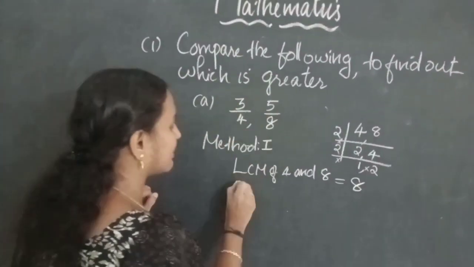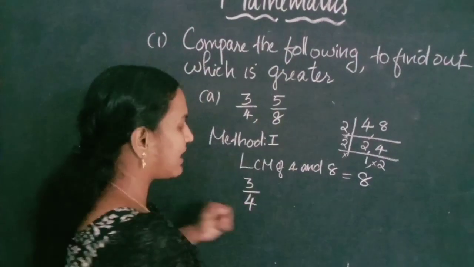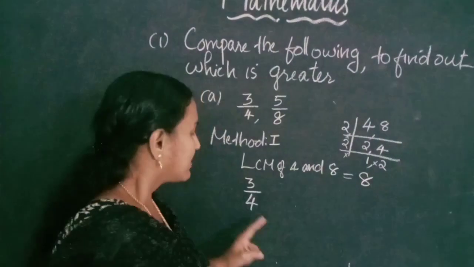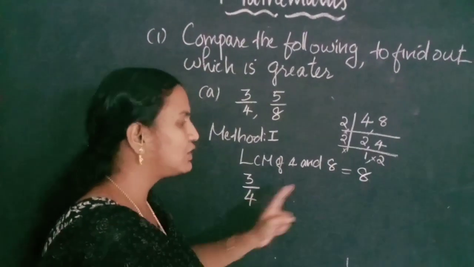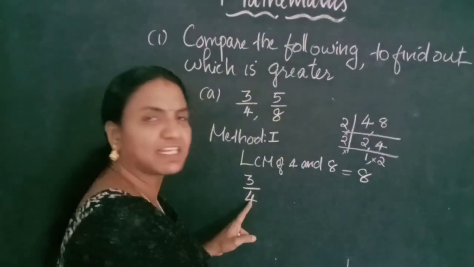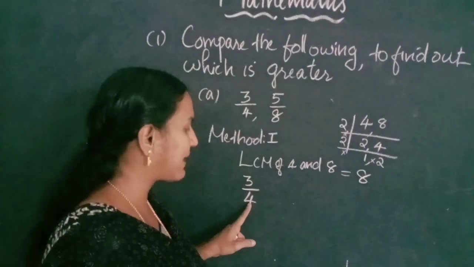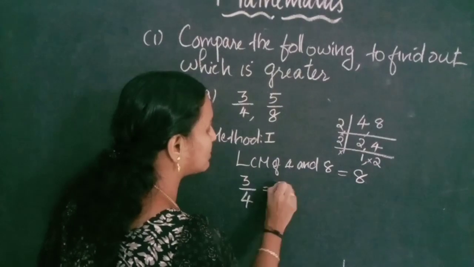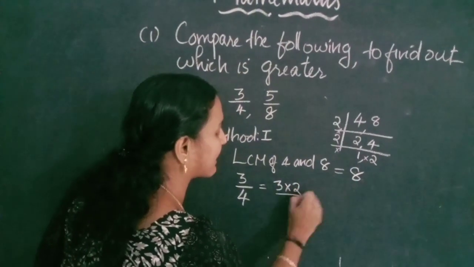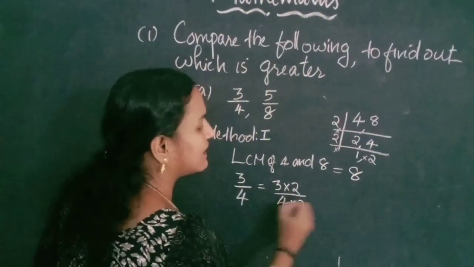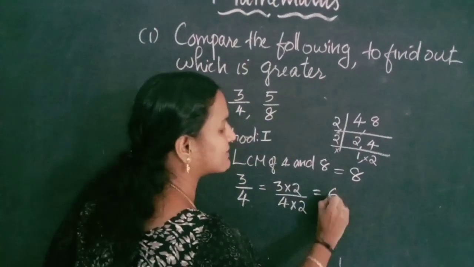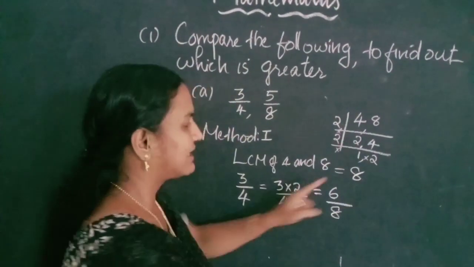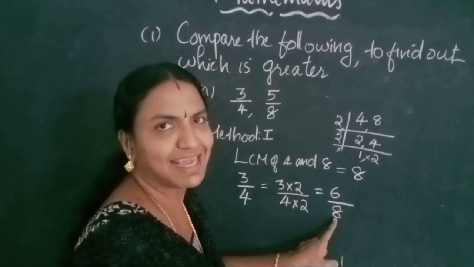The first fraction 3 divided by 4. Here the LCM is 8. So convert the denominator into the LCM. The denominator is 4, so multiply the whole fraction by 2. It is equal to 3 into 2 divided by 4 into 2, which is 3 2s are 6 and 4 2s are 8. Now the denominator is 8.